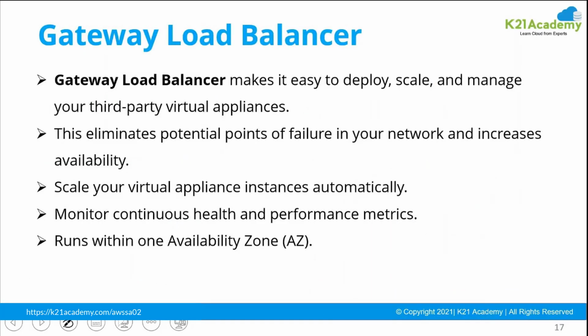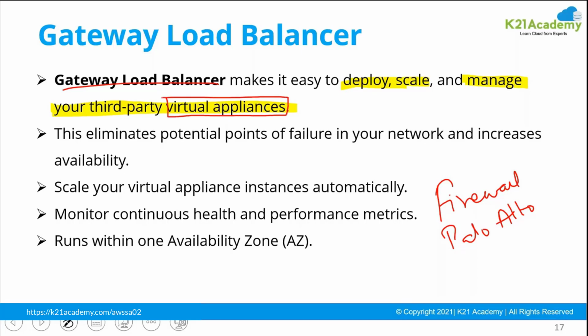The fourth type of load balancer that you have is the gateway load balancer. This is specifically used when you want to deploy, scale, or manage your third-party virtual appliances. Suppose you have a firewall of Palo Alto or Fortinet or Cisco or Checkpoint, any company firewall. You have a virtual appliance implementation for the firewall in the cloud. You have firewall 1 and firewall 2 for high availability. If this goes down, this is still protecting your network. So you want to balance your traffic to both the firewalls.